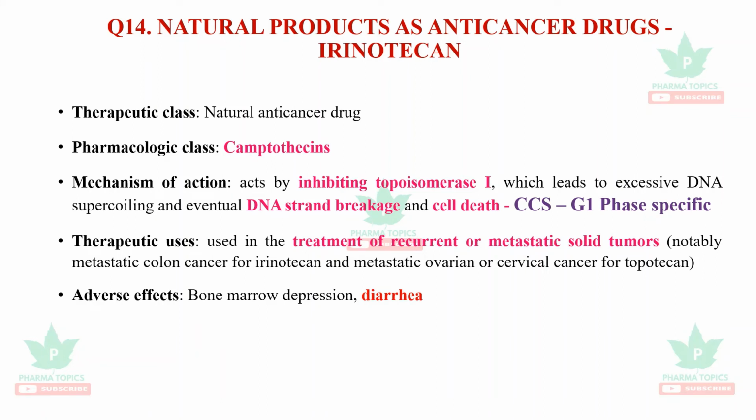And then question number 14 is irinotecan. It is a camptothecin natural anti-cancer drug. You remember the letter, it starts with I. You remember it as Roman numeral 1. It inhibits topoisomerase 1 in the cancerous cells, causes excessive DNA supercoiling, causes DNA strand breakage and cell death. It is cell cycle specific, G1 phase specific.